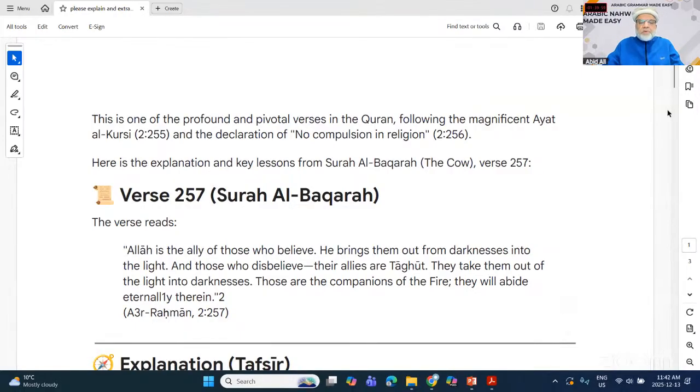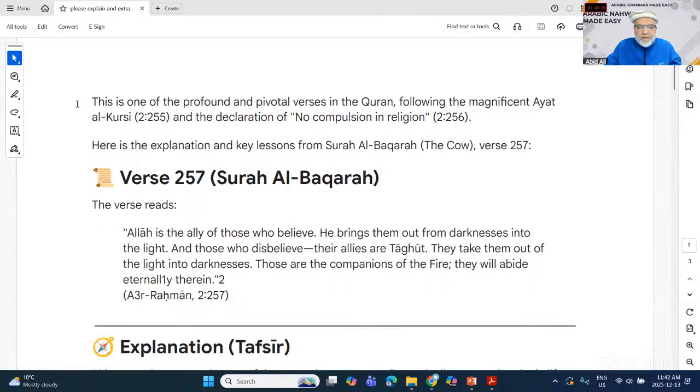So I'm just going to explain this ayah for the benefit of understanding the Quran. This is one of the profound and pivotal verses in the Quran, following the magnificent ayah of Ayatul Kursi and the declaration of no compulsion in the religion. If you read again, the Ayatul Kursi, which is a very long ayah, and then there is a declaration that there is no compulsion in religion. And right after that, we have this ayah.